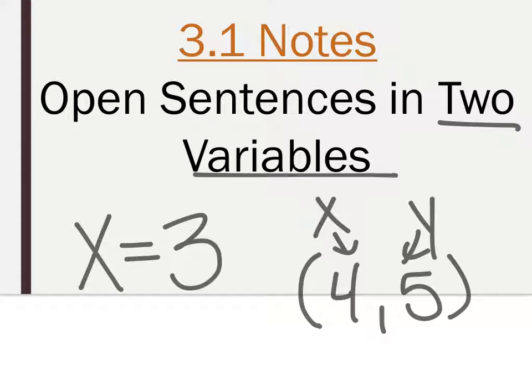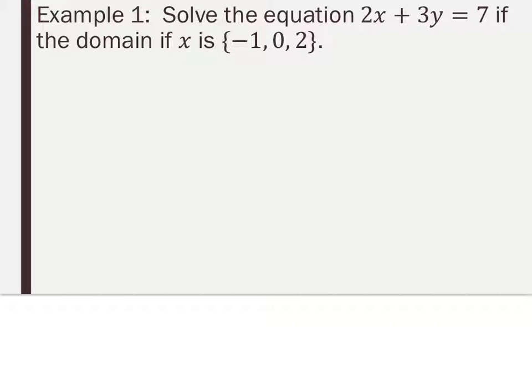So just to give you an idea, here's our first example. Give you a moment to write it down, or you can pause the video. We're going to solve this equation, 2x plus 3y equals 7, if the domain, and domain is x, is -1, 0, and 2. I want to figure out what my y's that correspond with are. So this sounds complicated, but I think you'll catch on really quick once I do a problem. So I'm going to write our equation, 2x plus 3y equals 7.